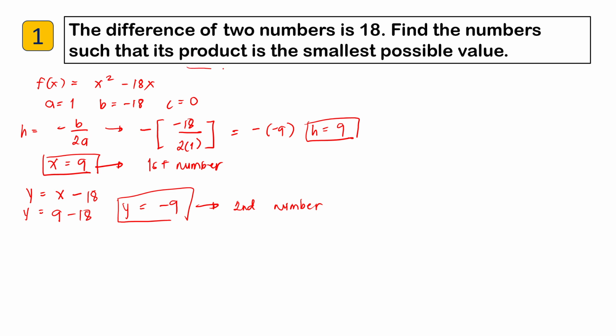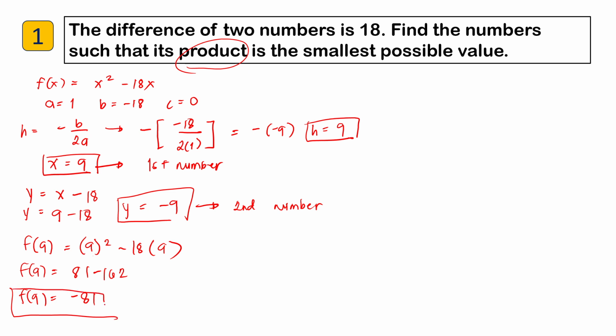For us to get the product, which is the smallest possible value, we can just multiply these two numbers, or we can use the function f of x. f of 9 is equal to 9 squared minus 18 times 9. 9 squared is 81, and negative 18 times 9 is negative 162. So f of 9 is equal to 81 minus 162, which is negative 81. Therefore, the smallest possible value of the product of these two numbers is negative 81.